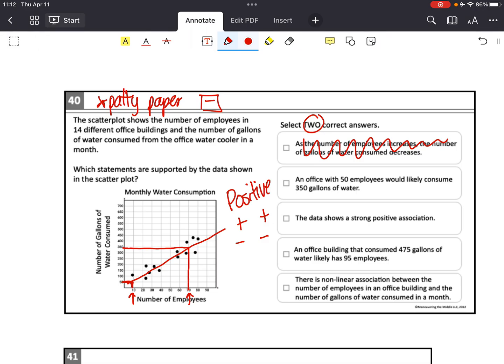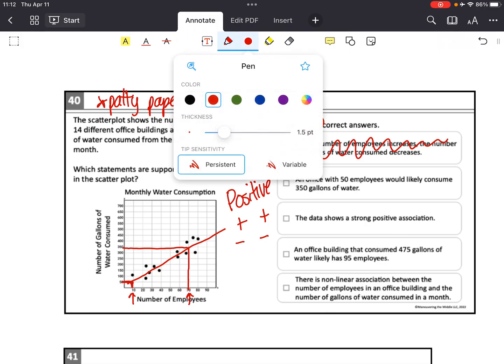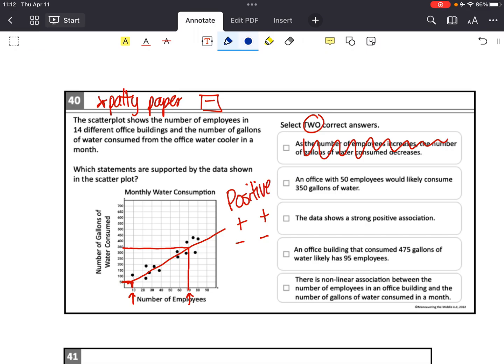An office with 50 employees would likely consume 350 gallons of water. So I'm finding where I have 50 employees. This is the number of employees, so 50. Start there, go up to your trend line, and then from there, check where you end up. It looks like we end up at 250, so therefore this is incorrect. The data shows a strong positive association. Again, we already said that this was a positive slope, so therefore this would be correct.